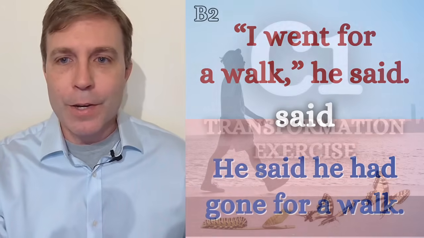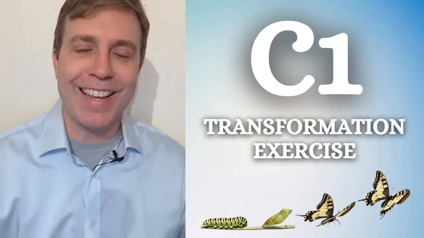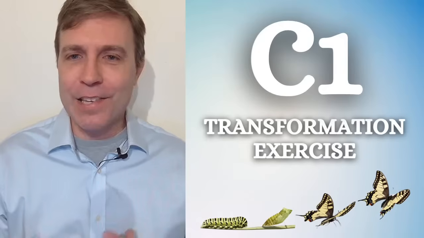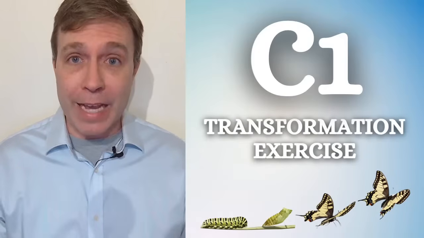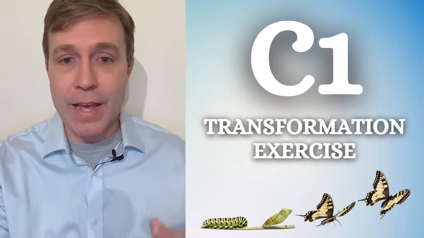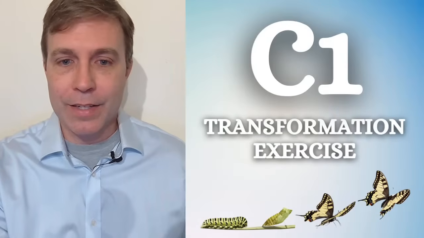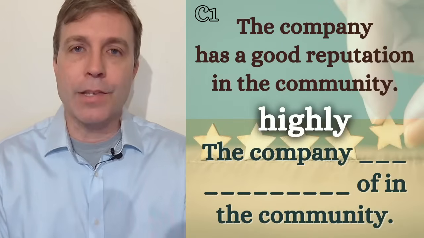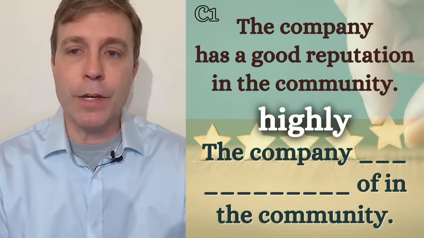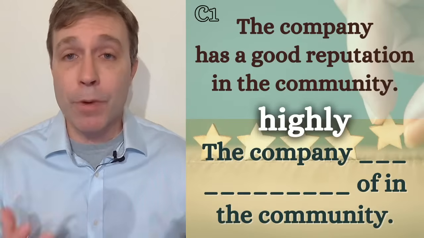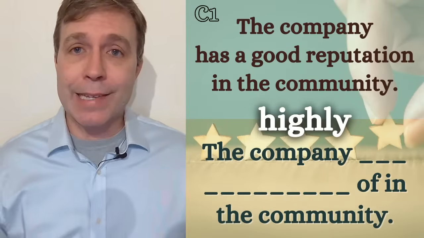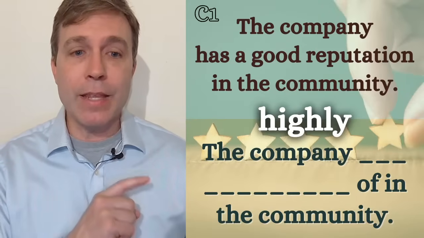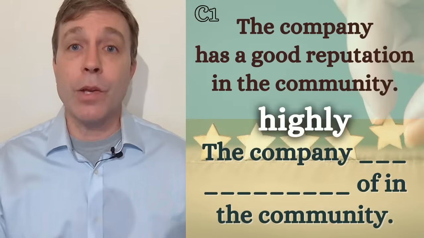All right, we're going to start to make this a little more difficult. Now I have some more, but I would say this is more at the C1 level. This is an advanced level of proficiency, and let's look at the first one. The company has a good reputation in the community. You can read that sentence, and I think you understand it. I want you to use the word highly and complete this sentence down here so that it has the same meaning.